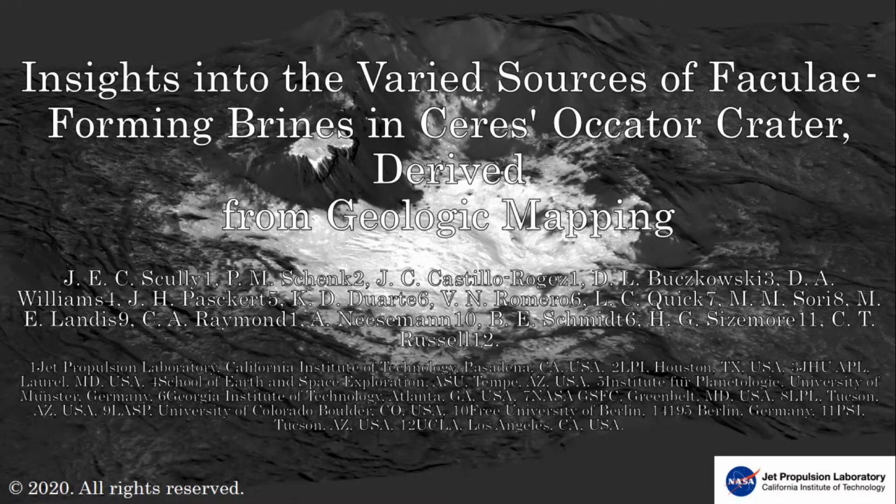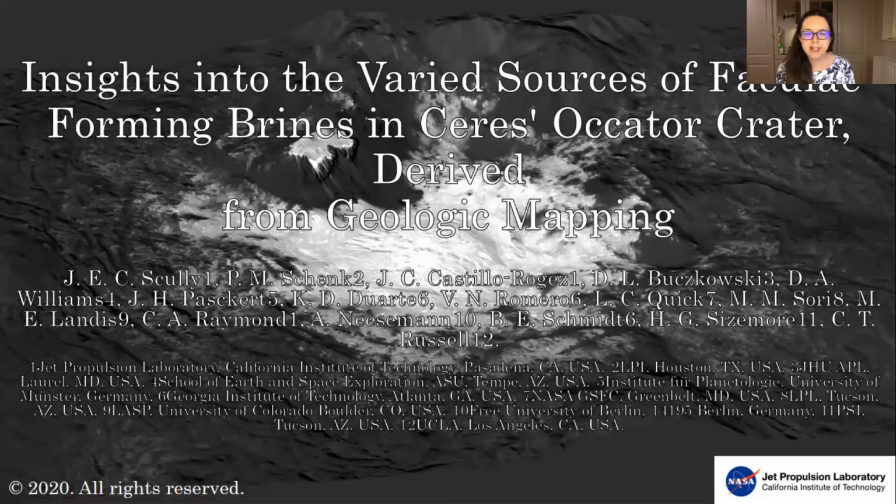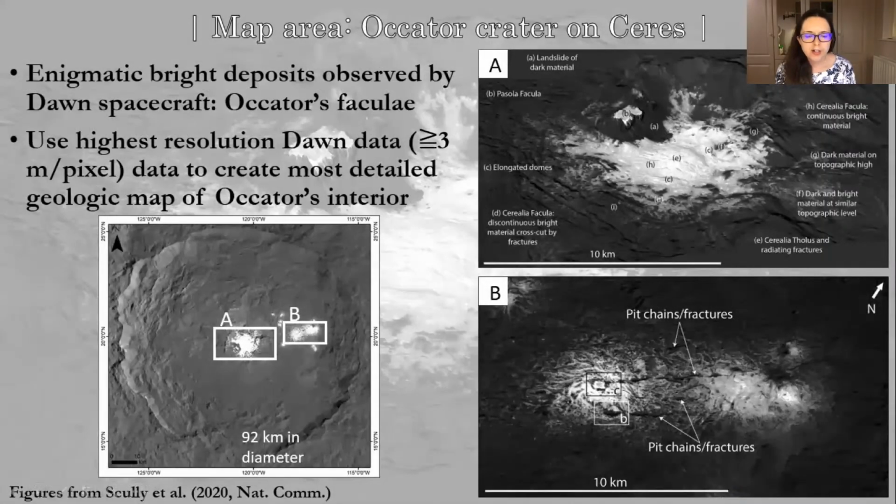Great, thank you. So today I will be telling you about Occator Crater on Ceres, which you can see here in the background. Next slide, please. Occator is the youngest large crater on Ceres. It's about 92 kilometers in diameter, and it contains the well-known bright spots, which are called faculae. You can see the two main regions of faculae in A and B images on the right.